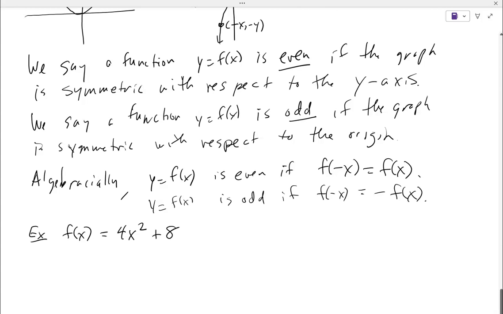Let's say we have the function f of x equals 4x squared plus 8. The problems will ask you, is the function even, odd, or neither? Doesn't matter if it asks you if it's even or odd or neither. Your first step is to take out the x and replace it with negative x, and then simplify.